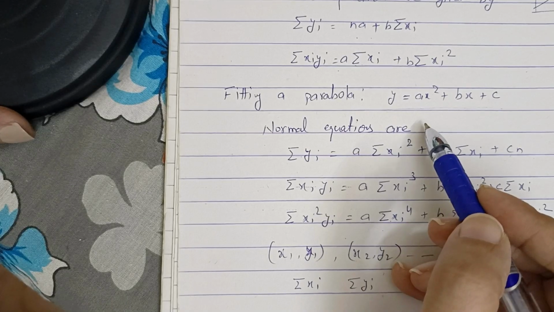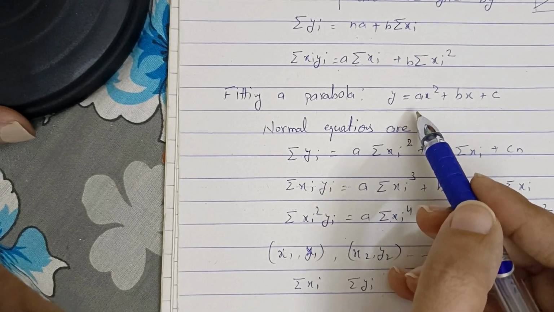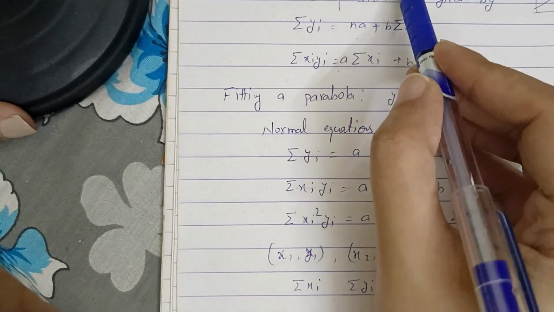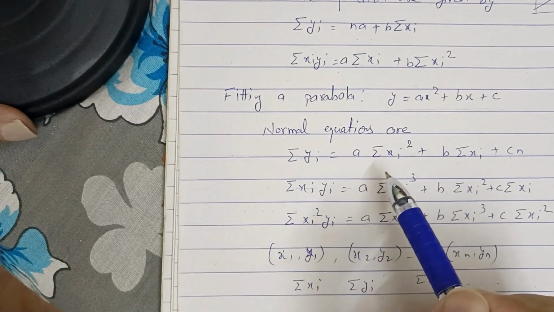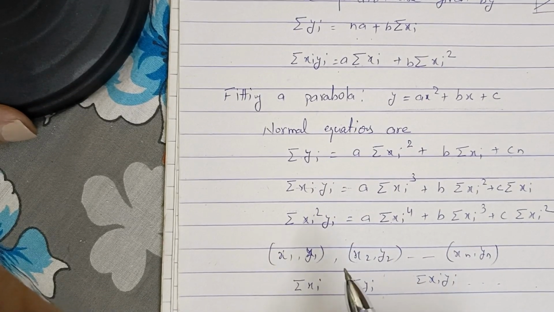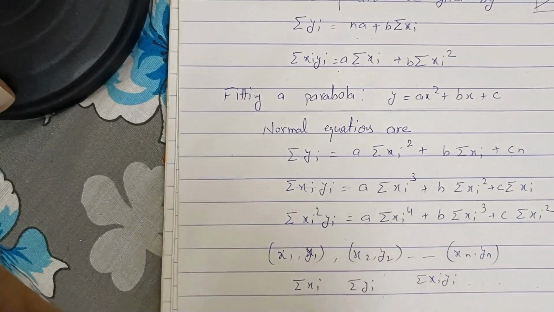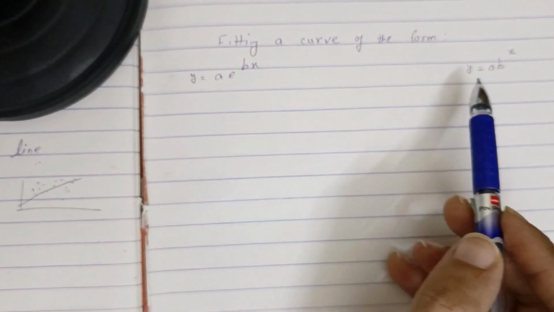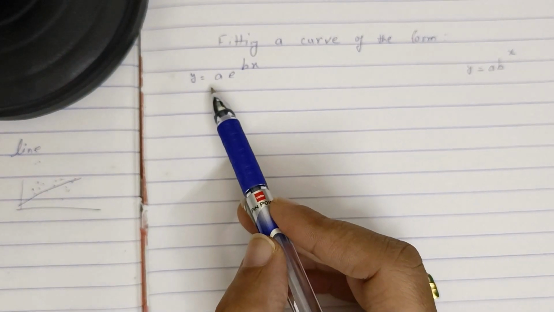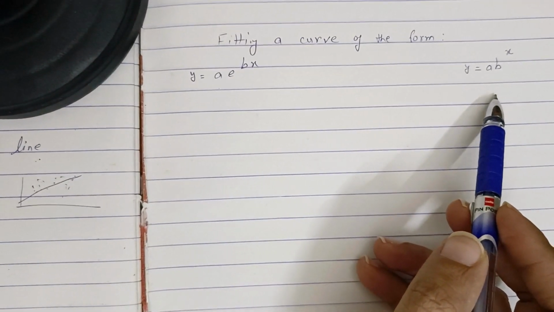So this is how we have solved two types of questions: one, when you fit a straight line through a given data, and two, when you fit a parabola through a given data. Case 3 is when you fit an exponential curve through a given data. In case 3, we are going to consider these two types of curves. As you can see, both are exponential curves.